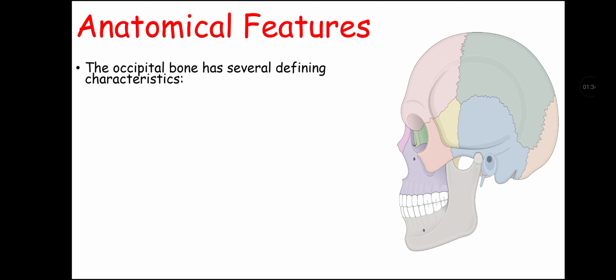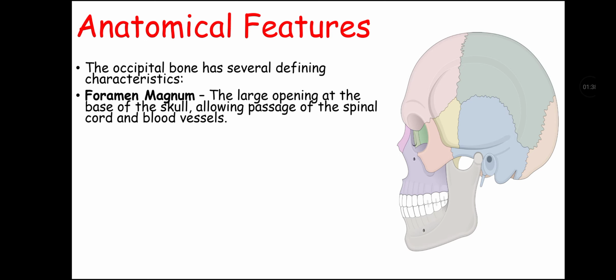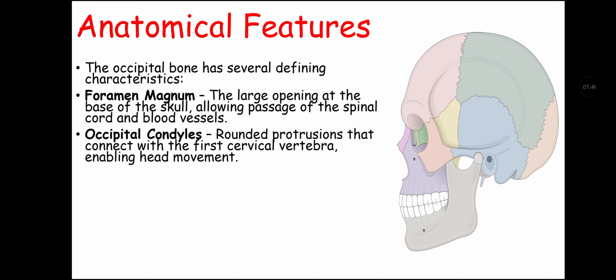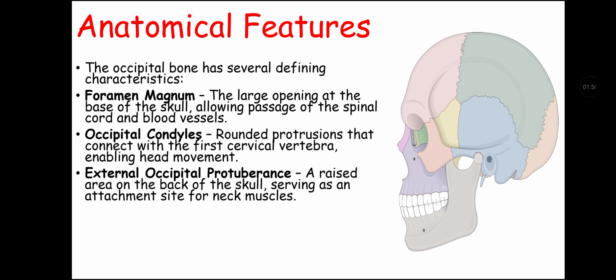We have several defining characteristics of occipital bone that include foramen magnum. That is basically the large opening at the base of skull that allow passage of spinal cord and blood vessels. Second anatomical feature is occipital condyle, that is basically the rounded protrusion that connects with the first cervical vertebra, enabling head movements.